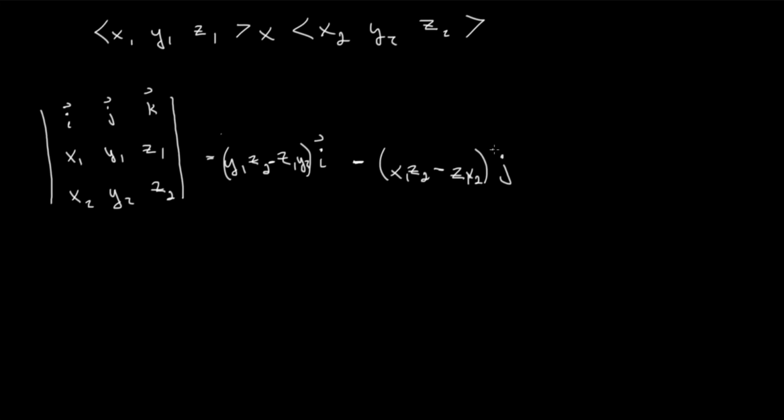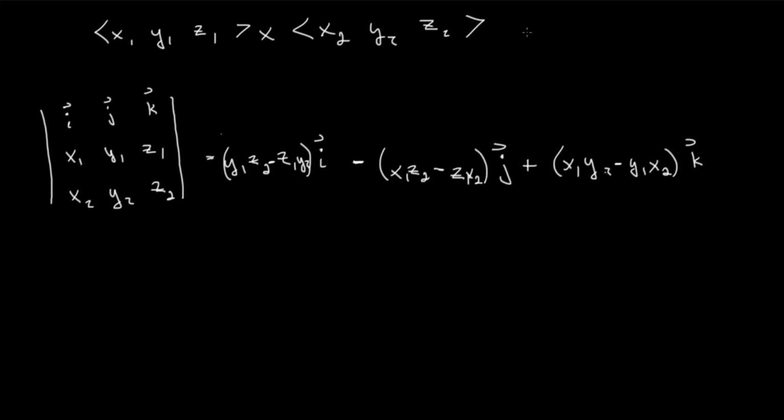And I'm going to multiply this by negative j. And the final one, I'm going to delete the k column and the k row, and I'm going to be left with x1, y2 minus y1, x2. And if you notice, this thing that we call the determinant of a 3 by 3 array of numbers, a matrix, is the cross product.